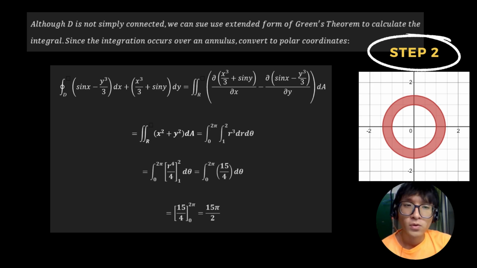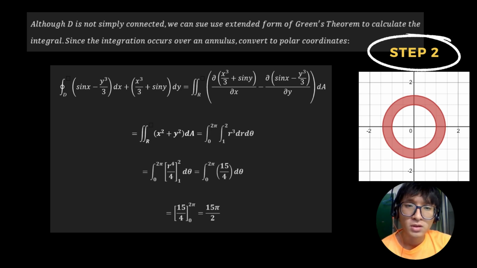From the graph, we can see that we have two curves, which are x squared plus y squared equals 1 and x squared plus y squared equals 4. Let us assume that the path is in an anti-clockwise direction, and we can convert it into new parameters of x equals r cos theta, y equals r sin theta, and x squared plus y squared equals r squared. This parameterization could make the integration easier to do.